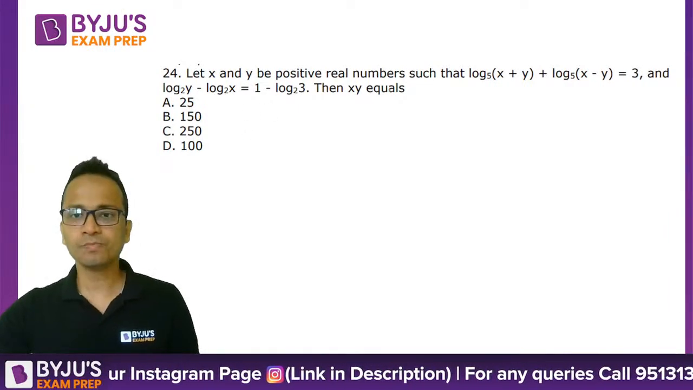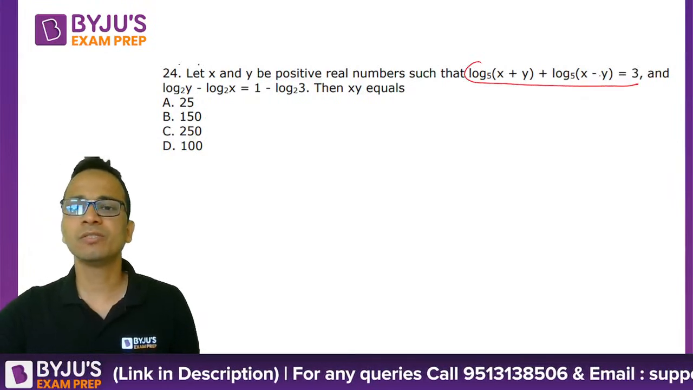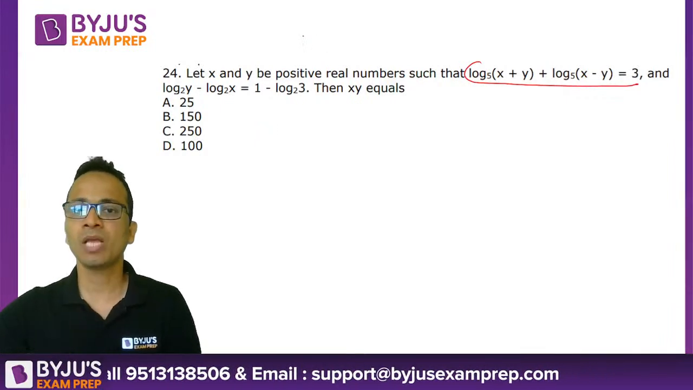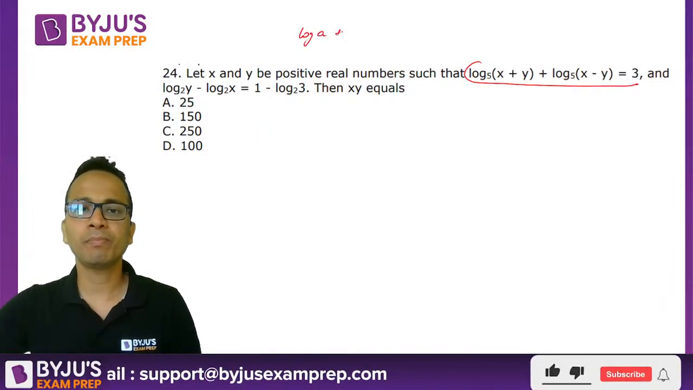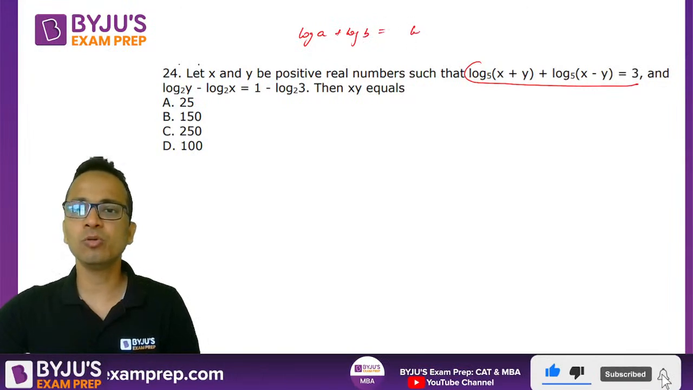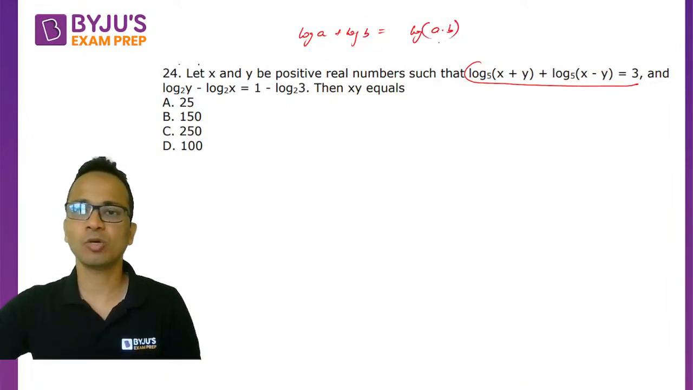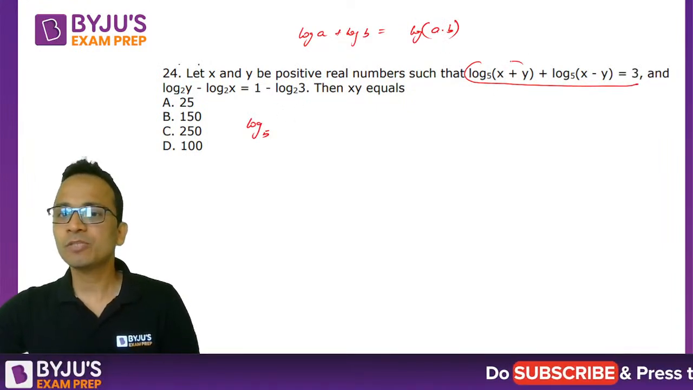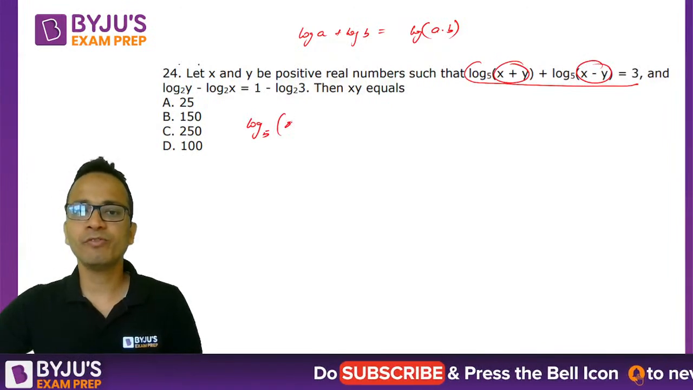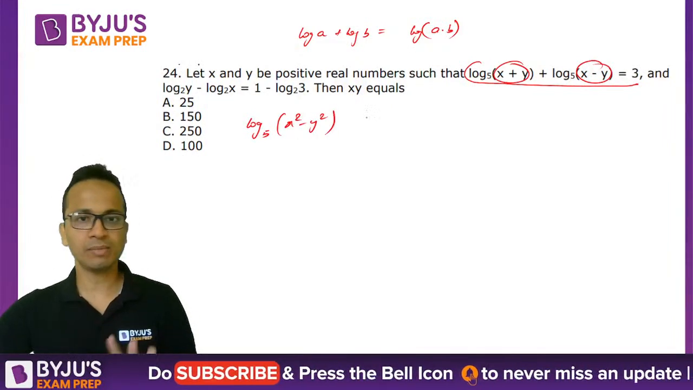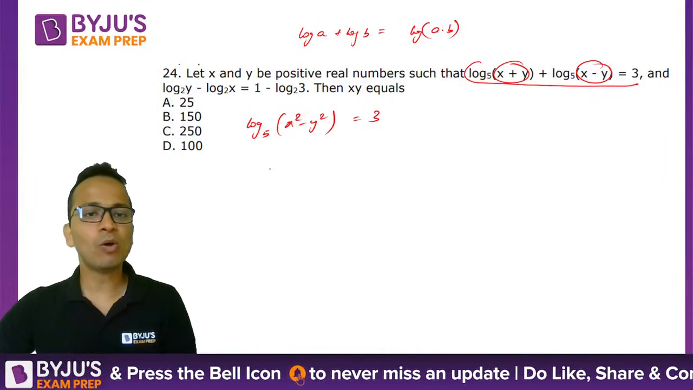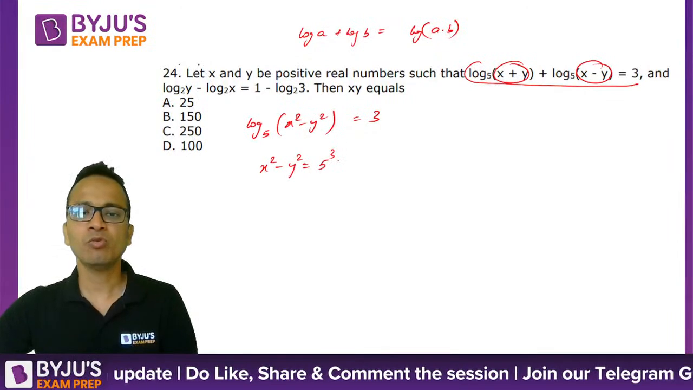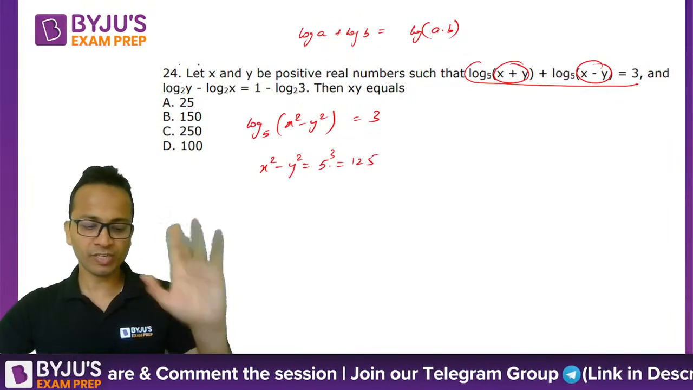Okay, so I'll take the first equation. The first equation is log of x plus y plus log of x minus y. What property will apply? Log of a plus log of b is equal to log of a into b. Okay, this property will apply. So this will be log, base 5, of x plus y into x minus y. This will give you x square minus y square. Simple, right side 3 as it is. So now I can write x square minus y square as 5 raised to the power 3, which is 125. So the first equation is found.